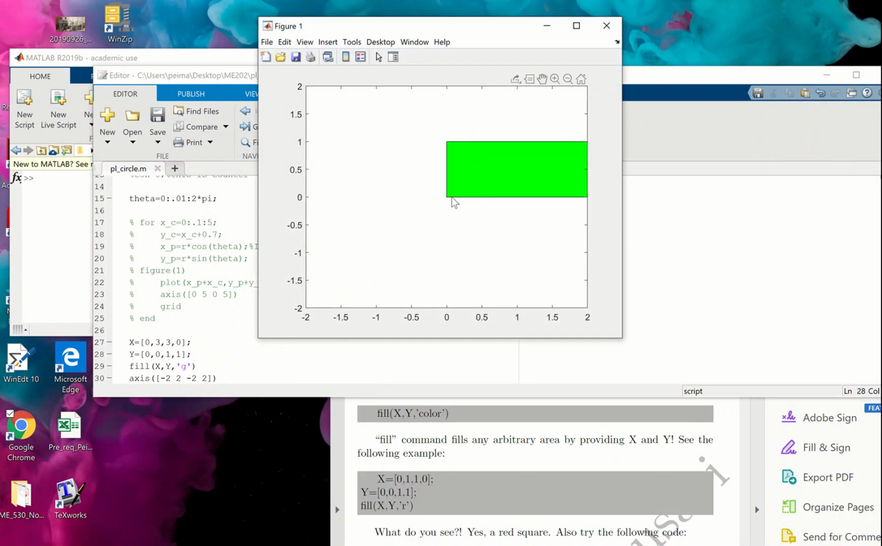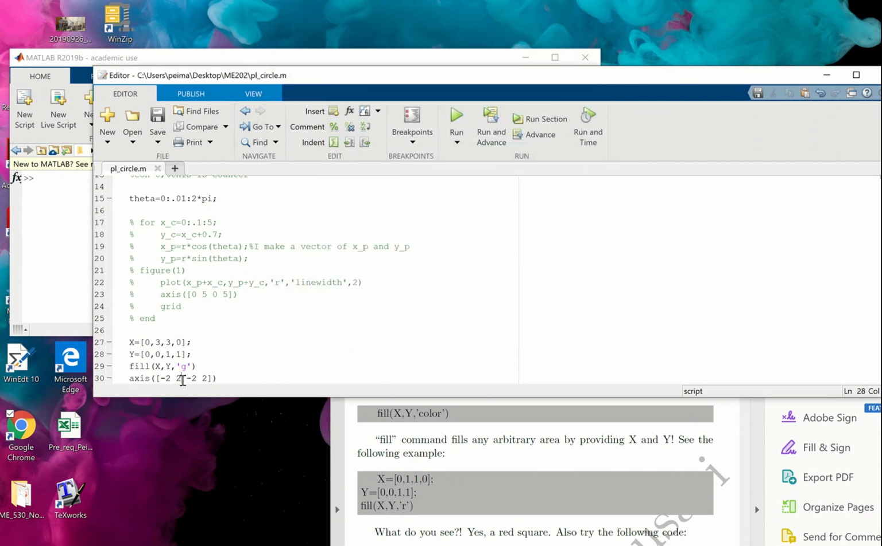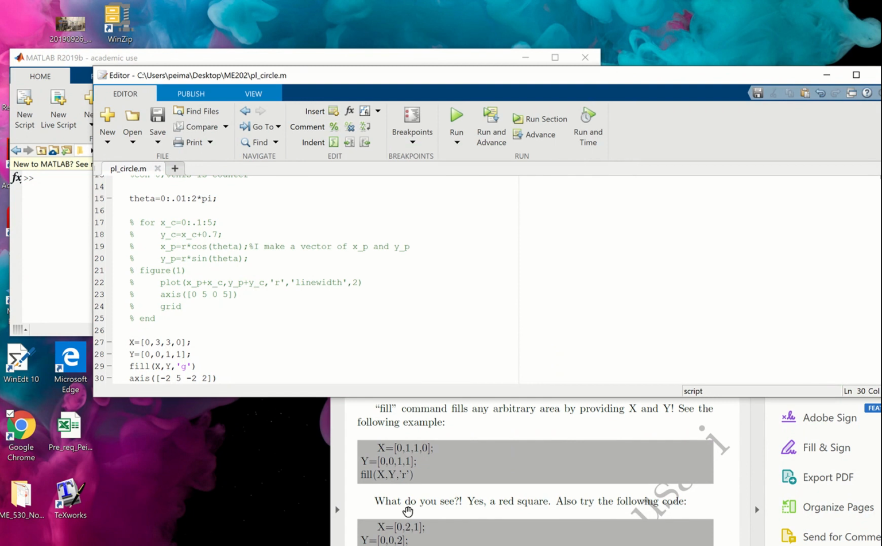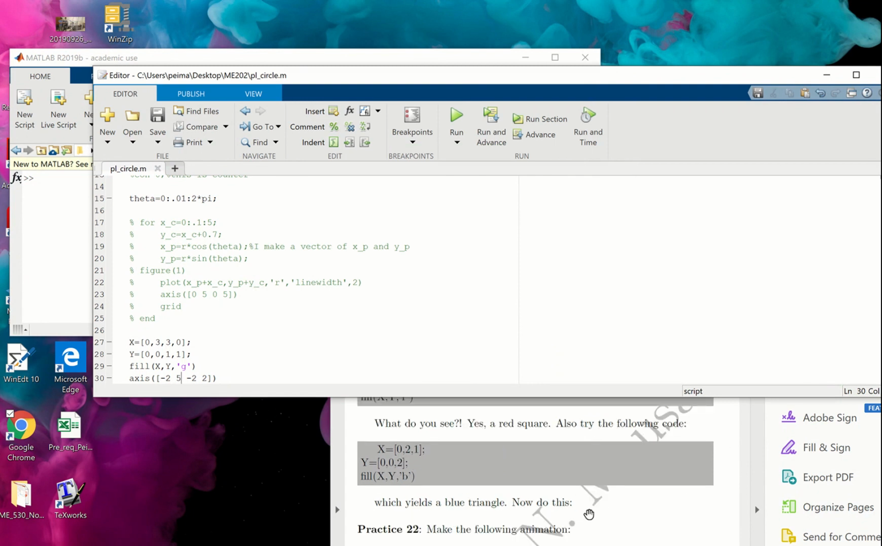See, 0, 3, oh, the axis, I have to change the axis. 1 is 2 to 3. 1 is, this is good. Okay, and now I'm gonna make it 5. Here we go, guys. So look at here, we got the x 0, 3, 3, 0, and this y is 0, 0, 1, and 1. So you see that the fill is a very powerful command in MATLAB. Okay, what do you see? Yes, a red square. Also try the following code.